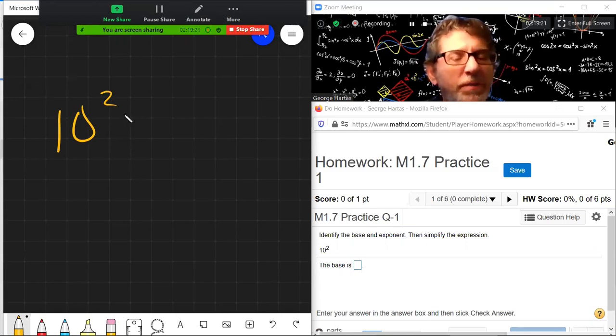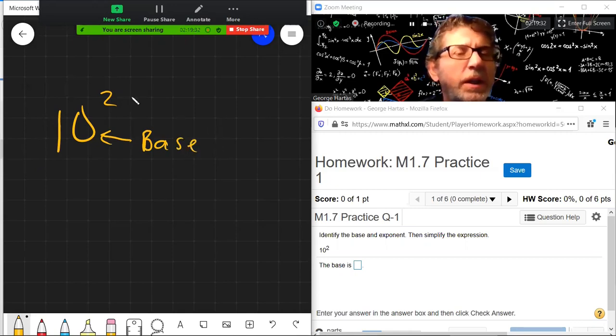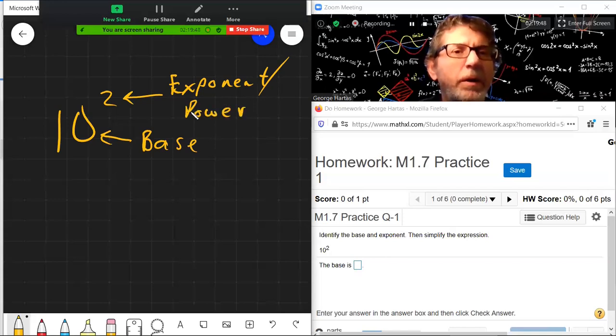Okay, so we have this odd looking thing. This 10 down here, this 10 is called the base. And then this 2 up here, raised up here, it's a superscript. It's called the exponent, or sometimes it's called the power. All right, so this number down here is the base. The lower part is the base. The upper part is the exponent or the power.